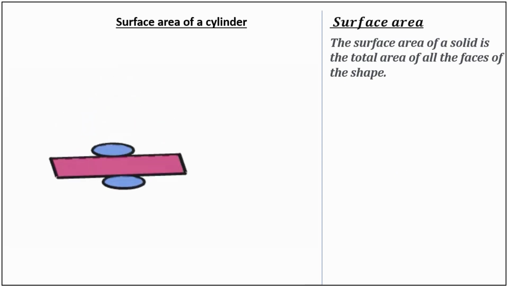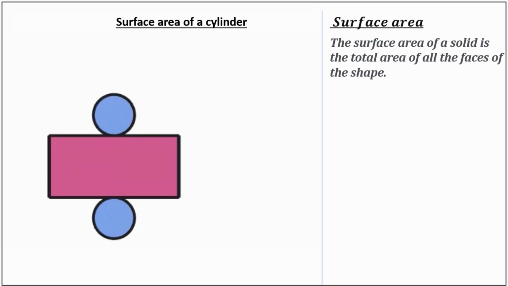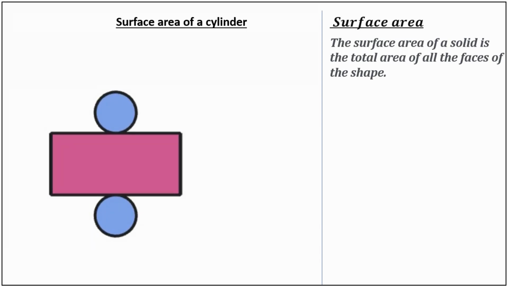Here is a general cylinder, and I'm simply going to unfold. Here you can see we have three faces, two identical circles and one rectangle. Working out the area of each face and summing these areas will give us the total surface area.